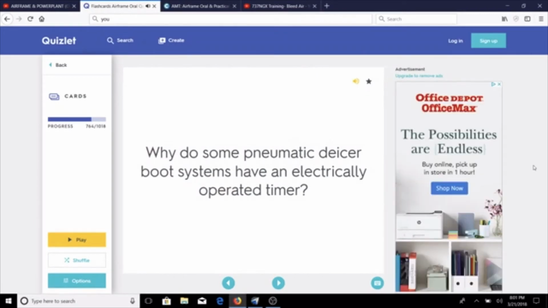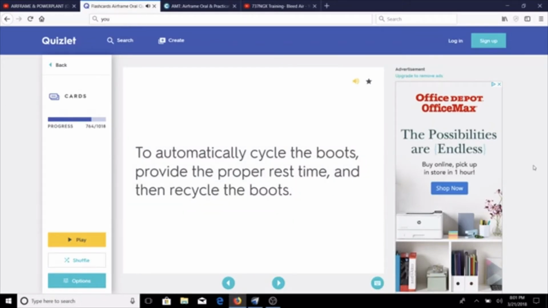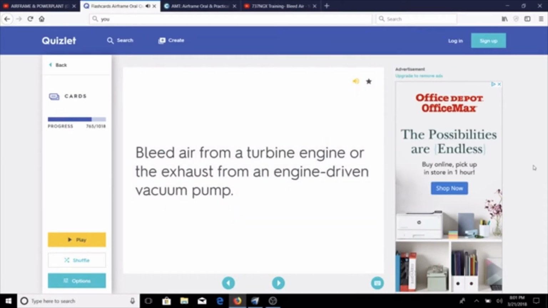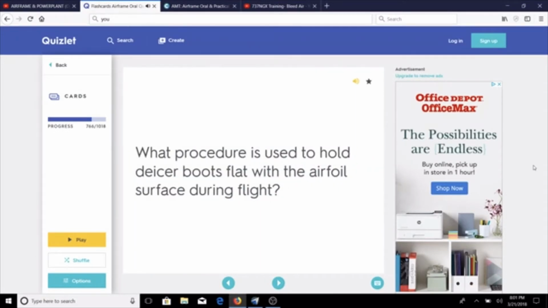Why do some pneumatic de-icer boot systems have an electrically operated timer? To automatically cycle the boots, provide the proper rest time, and then recycle the boots. What are the two common methods of inflating pneumatic de-icer boots? Bleed air from a turbine engine or the exhaust from an engine-driven vacuum pump. What procedure is used to hold de-icer boots flat with the airfoil surface during flight?